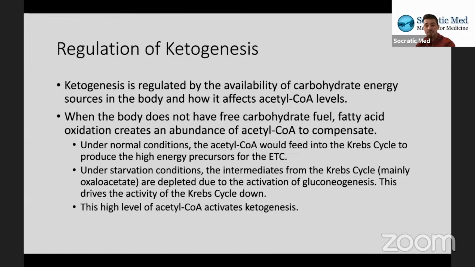And because that's happening, even though we have this abundance of acetyl-CoA now from this oxidation, we're not going to be able to spin the Krebs cycle as efficiently because we don't have everything we need. It's all going to gluconeogenesis. So this is actually driving the activity of the Krebs cycle down. It's down regulating the Krebs cycle. But this high level acetyl-CoA is actually what activates ketogenesis. So those acetyl-CoAs are going to be turned into ketone bodies.